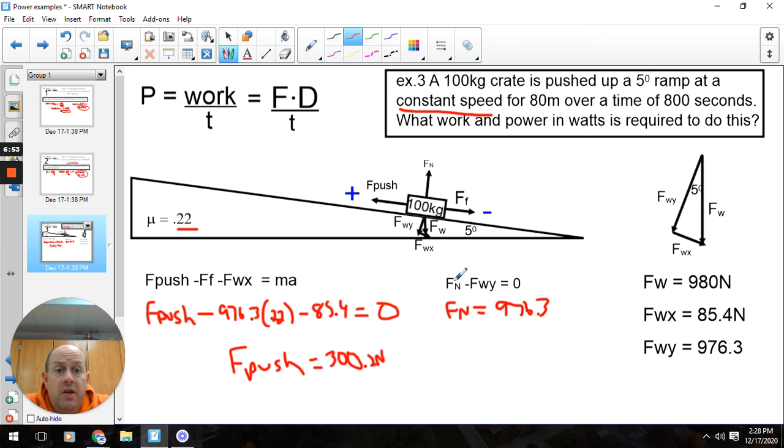And then to get our work, that would be our force times our distance, so it's got to be in the same parallel line. So we're pushing it up the incline, and our distance is up on the incline. So that 300.2 newtons times our 80 meters would give us our work. And so that's going to give us 24,015 joules.